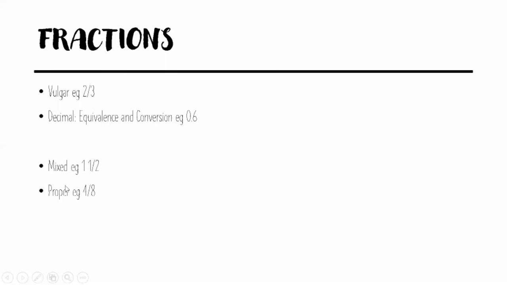Then we have proper fractions. Proper fractions are those that are simply expressed in the form a upon b, and a is smaller than b. So here you can see we have 4 upon 8 that can be simplified to 1 upon 2, and in both the cases, the denominator is larger than the numerator. But in an improper fraction, the numerator is larger than the denominator, for example, 54 upon 6.